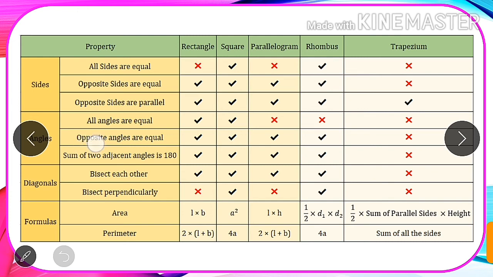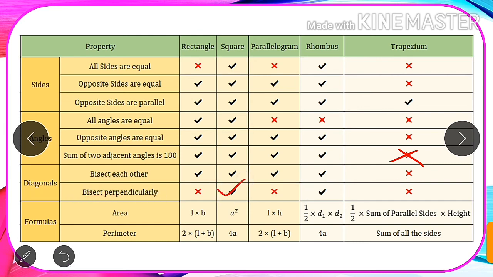Next we will see opposite angles are equal. In rectangle, square, parallelogram and rhombus, opposite angles are equal, but in trapezium, opposite angles are not equal. Property of angles is the sum of two adjacent angles is 180 degrees. In rectangle, square, parallelogram and rhombus, the sum of two adjacent angles is 180 degrees, but in case of trapezium, the sum of two adjacent angles is not equal to 180 degrees. Next we will study the properties of diagonals. Diagonals bisect each other. In rectangle, square, parallelogram and rhombus, diagonals will bisect each other, but in trapezium, diagonals will not bisect each other.